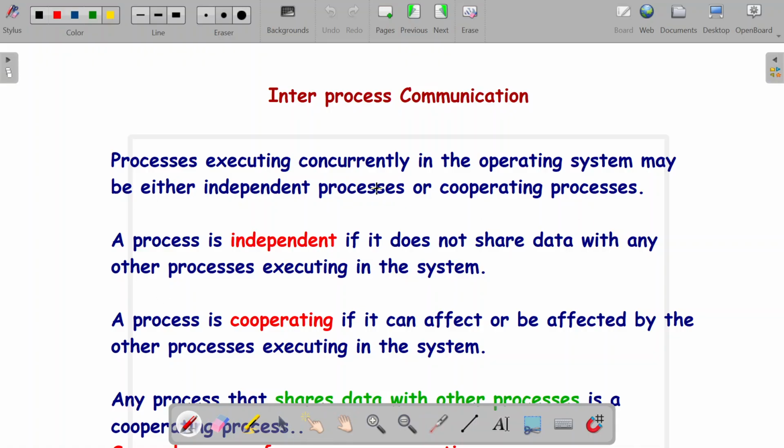When processes are executing concurrently in the operating system, there are two possibilities. It may be an independent process or a cooperating process. An independent process does not share data with any other process. It is a standalone process. There is no need for dependency on another process. It's called independent. But that is not always the case. There is a need for one process to share some data with another process.